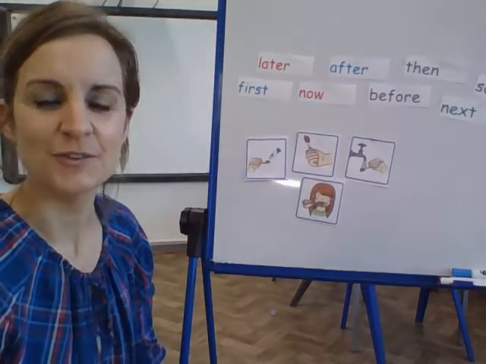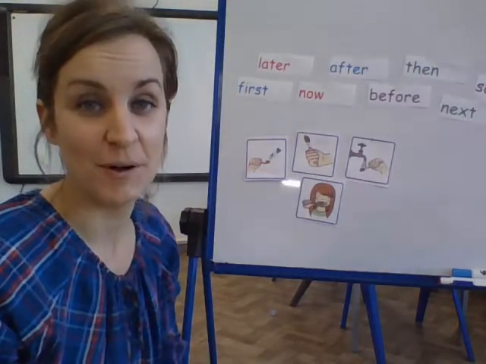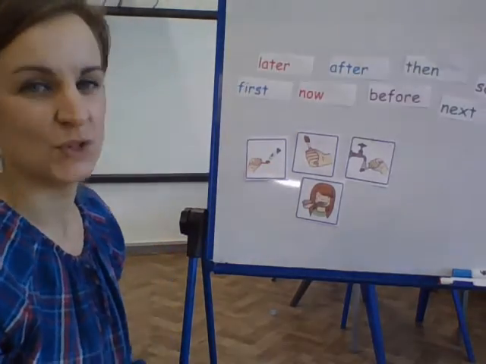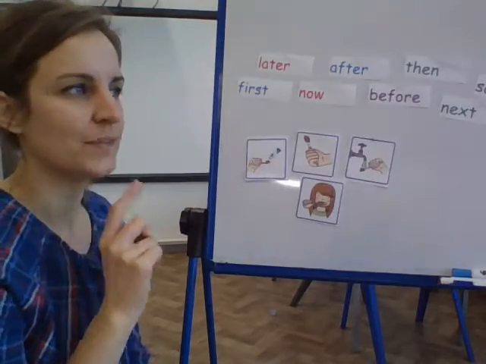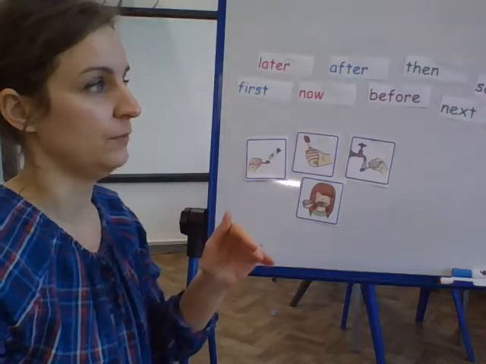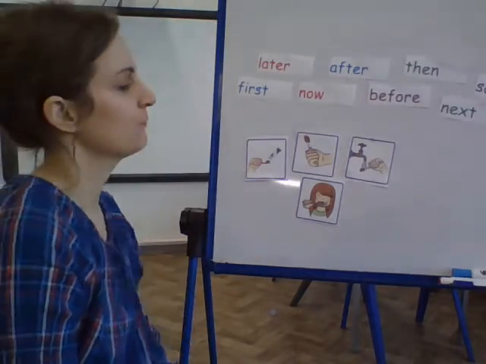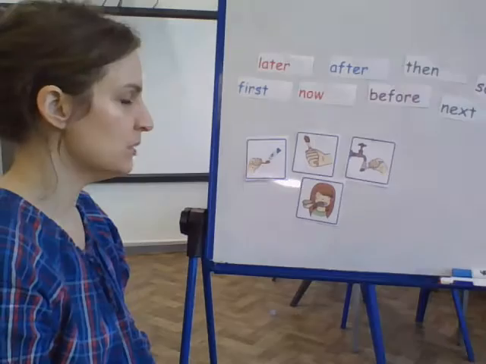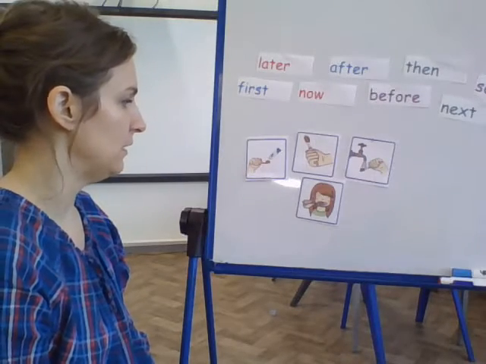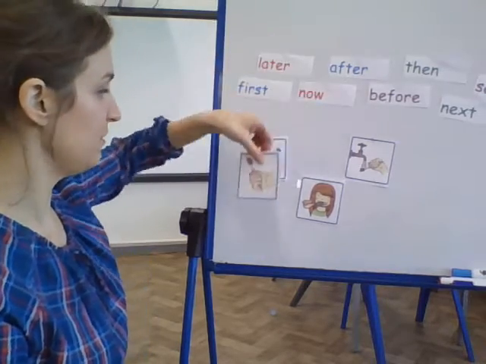Now I'm going to have a go first. Would you watch me order my pictures and then I'm going to use some words to describe the order. Okay, so what do I need to do first? Well, when we order things, we have to start at the beginning, don't we? The first thing we do. Now, you might do things slightly different to me, possibly, but this is my order. So when I am brushing my teeth, the first thing I do is I get my toothbrush out of the pot. That's the very first thing I do.